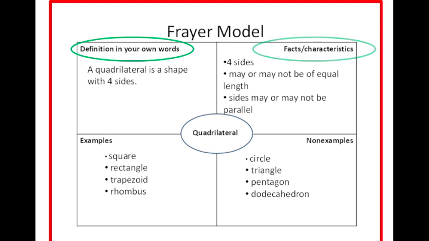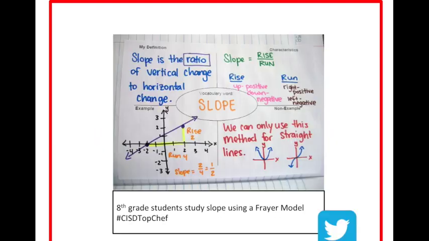Then the Frayer Model encourages you to write down facts or characteristics about the term you selected. Students would then show examples, drawing or describing examples, and then drawing or describing non-examples. So the Frayer Model is a great resource to help students develop vocabulary. Here's what it might look like when we tweet it out for the challenge.